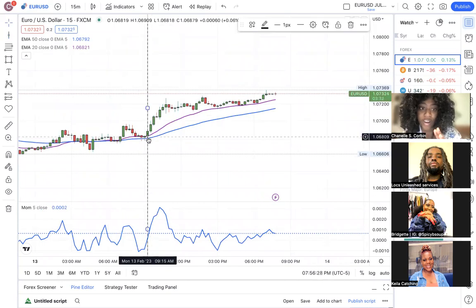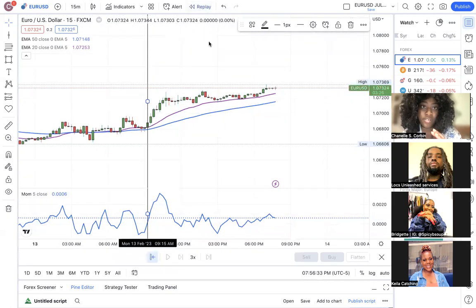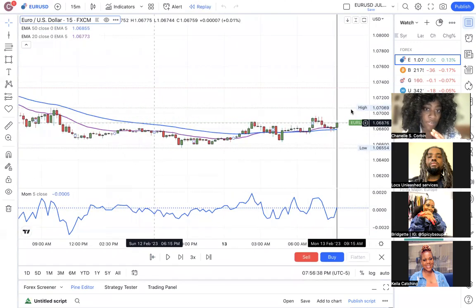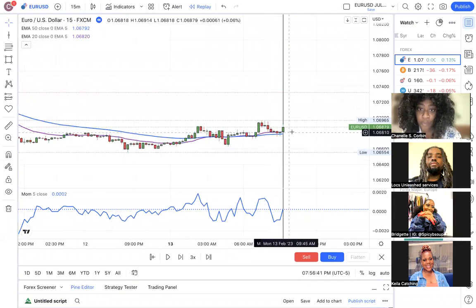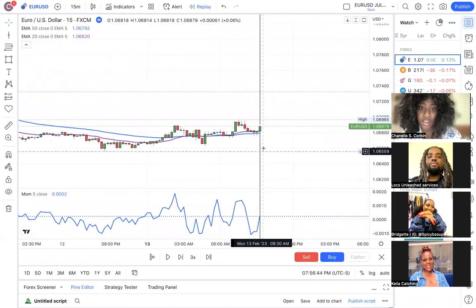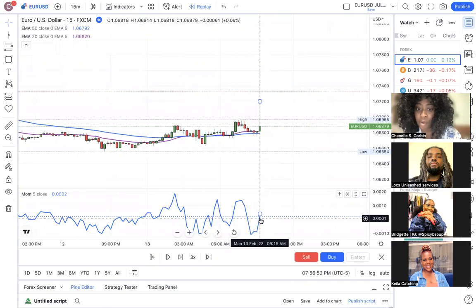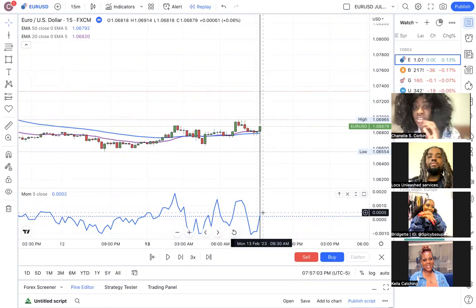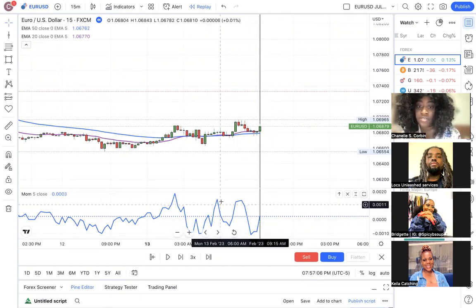So let's look at this candle right here. Let's just say we would have gotten into the market before any of that would have happened. We would have said, okay, I see that I have a green candle. I see that it's forming above both of my EMAs. And I see that my momentum line is about to cross up over the 0 line, because it's either going to be above 0 or below 0. If the momentum line is above 0, that's another confirmation for you to take the buy.